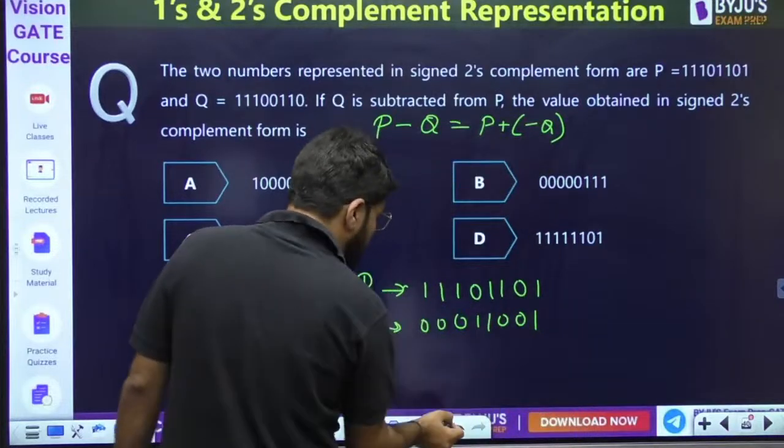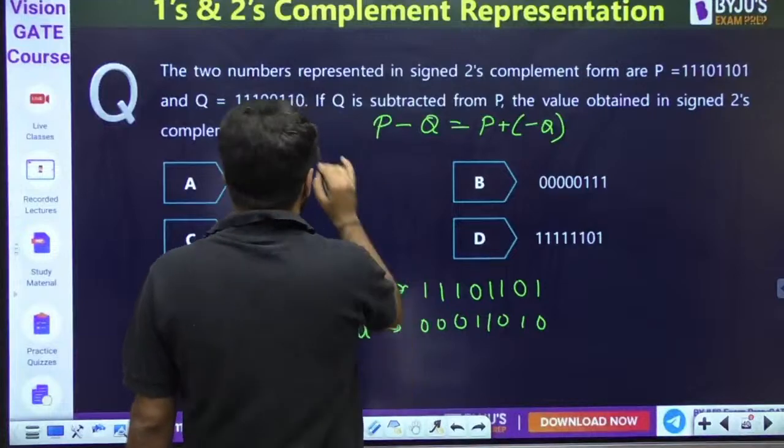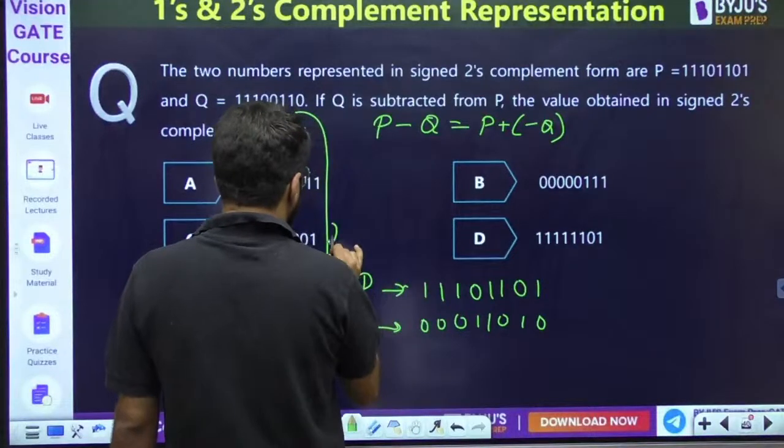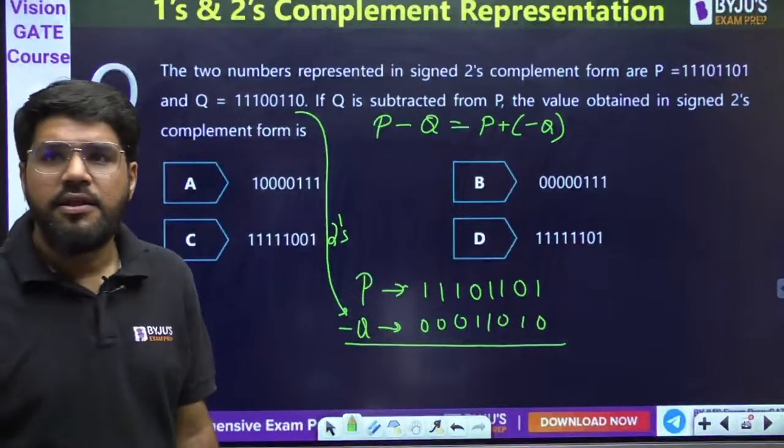0001101. This is the 1's complement. Add 1. So this becomes 10. So for this number I am taking the 2's complement and writing minus Q, and then you have to just add.